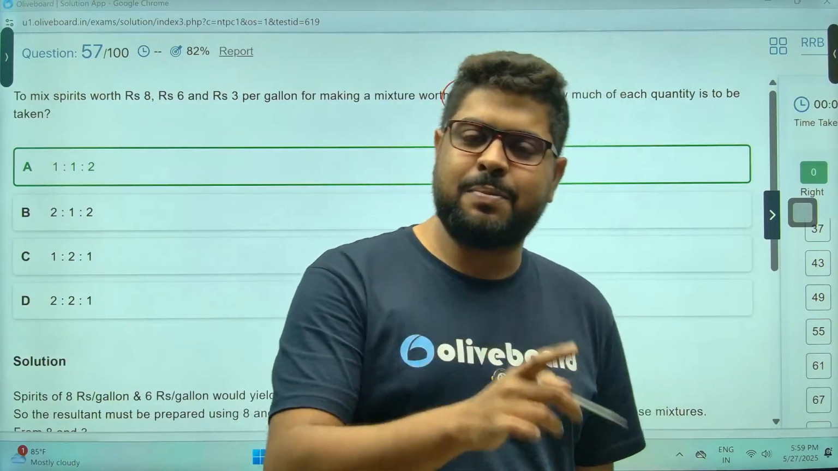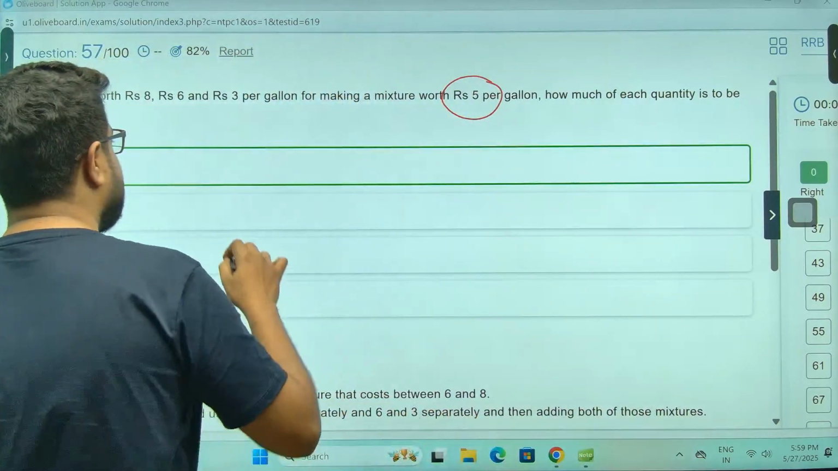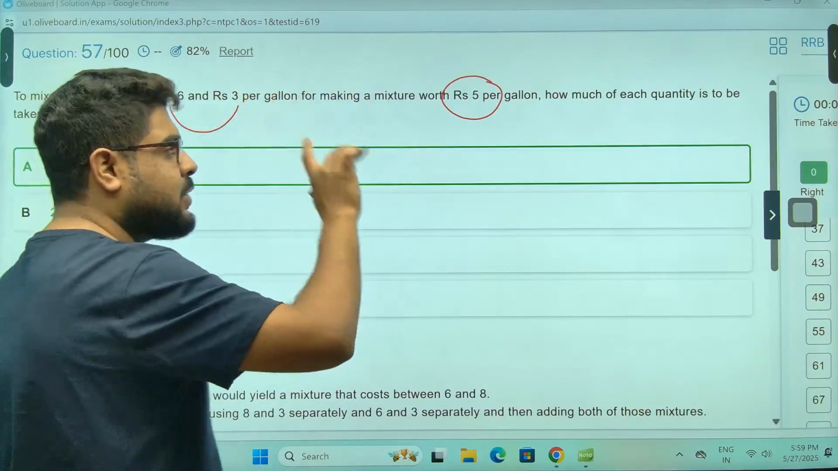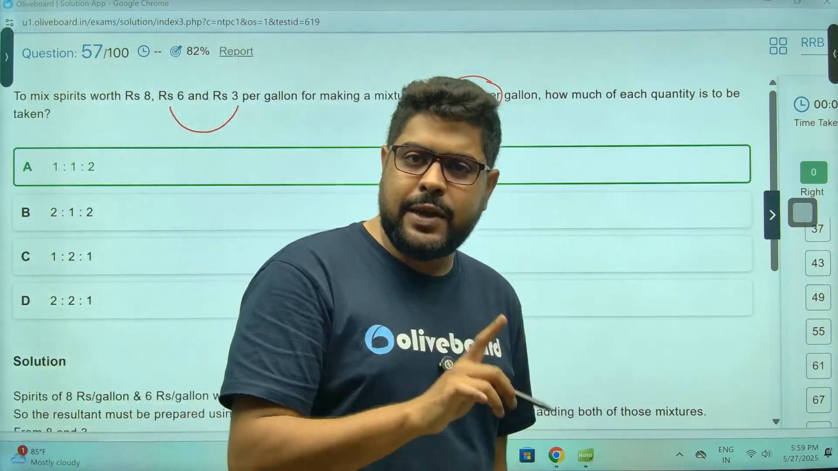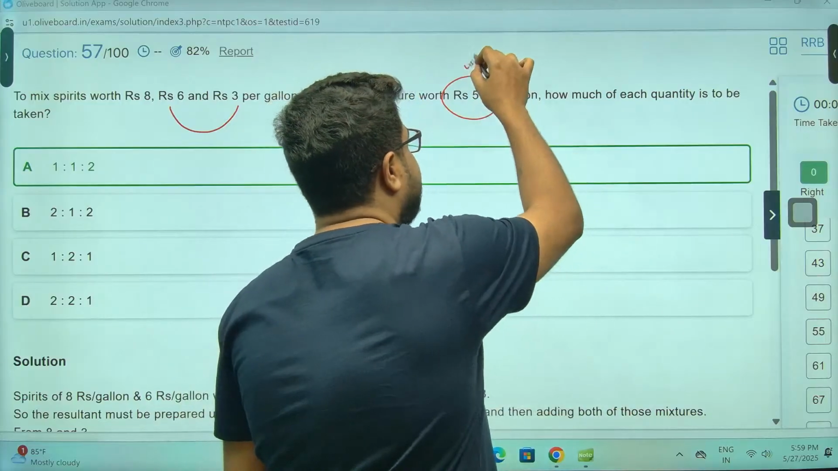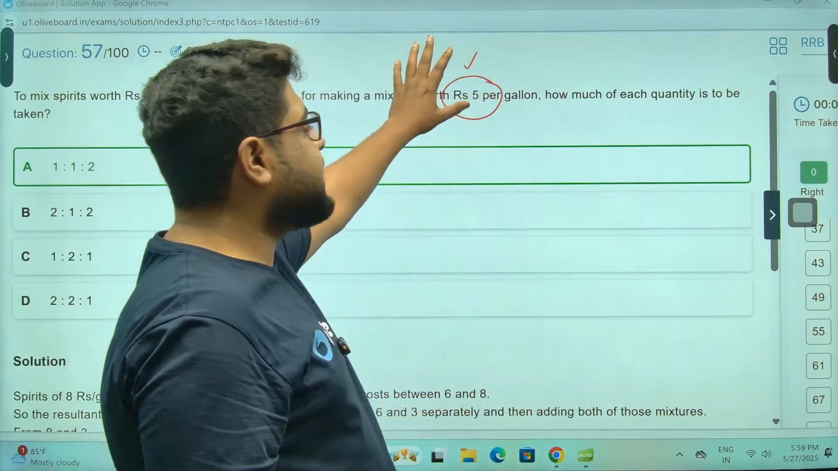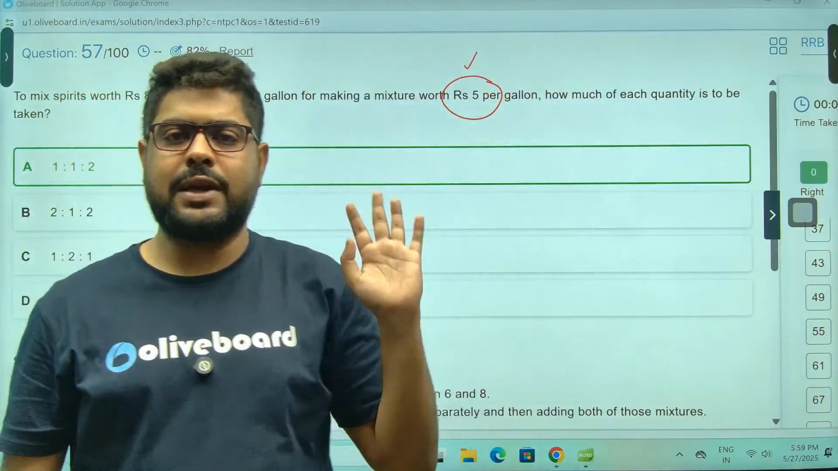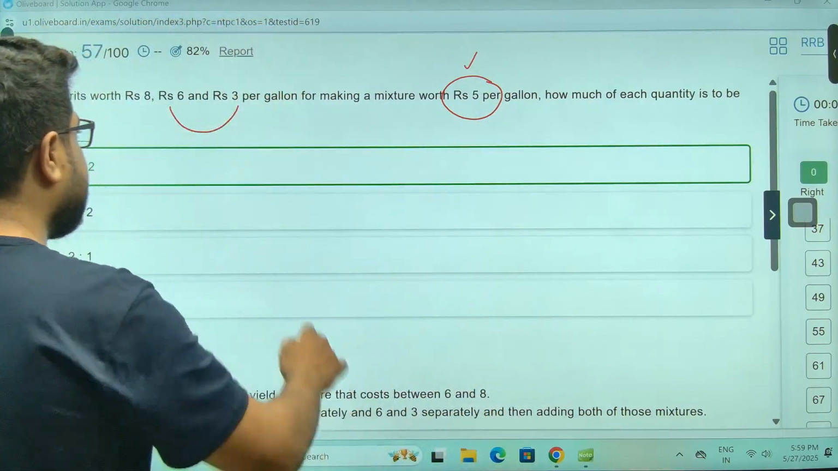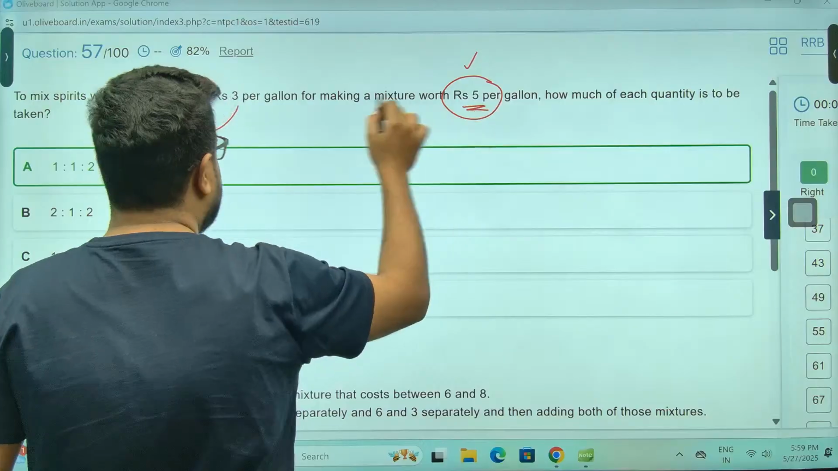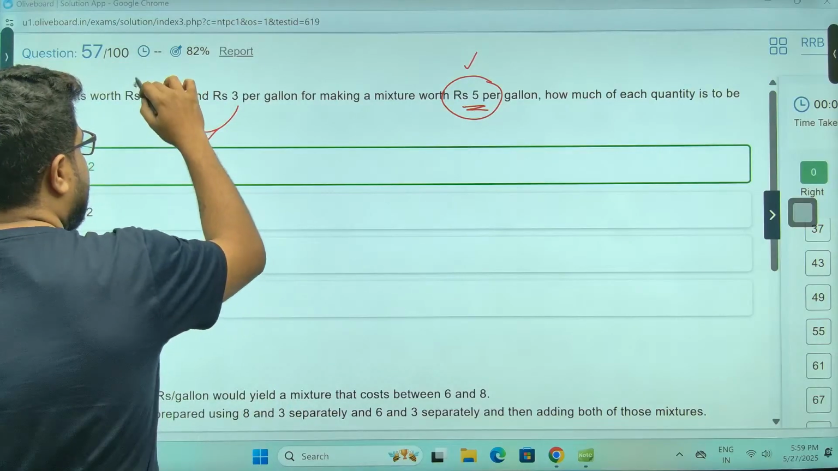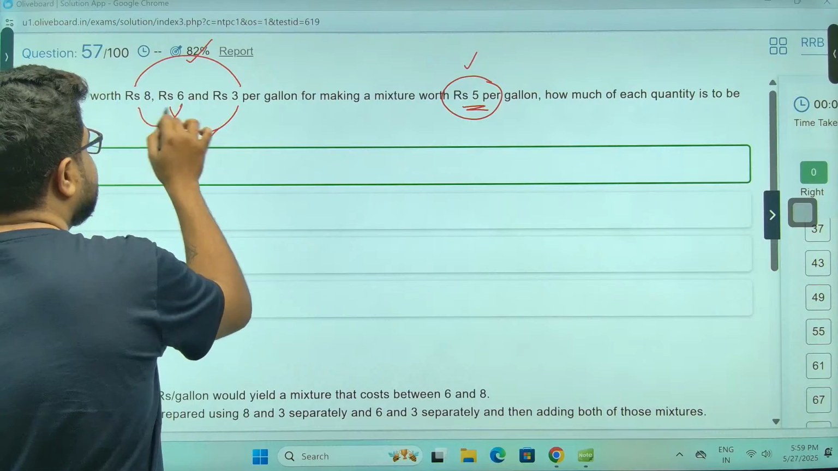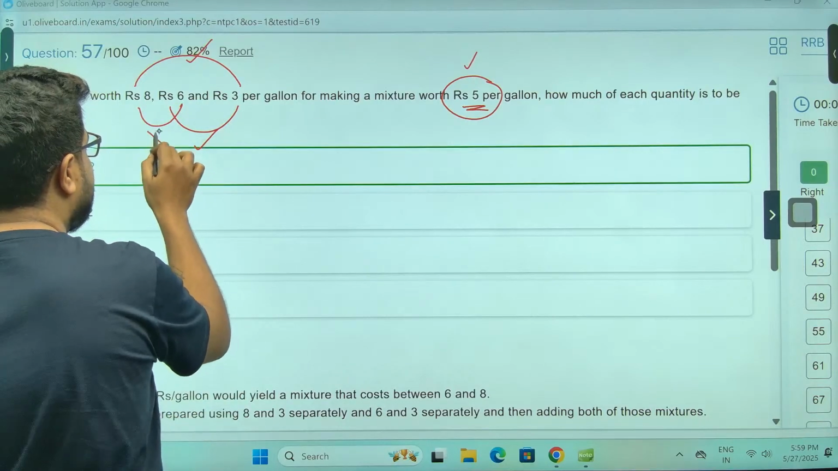So you need to take the alligation twice. Now, which two? 6 and 3. Please understand, you will only take that particular alligation which has 5 in between. Because 5 is the resultant value, it has to be lesser than the biggest number and bigger than the lowest number. So 6 and 3, in between 5 is there. 8 and 3, in between 5 is there, I'll take that. But 8 and 6, 5 does not come between, so this I'll not take.